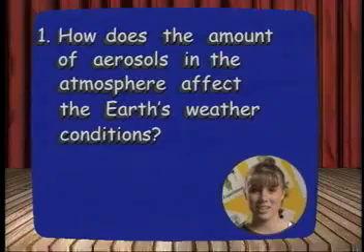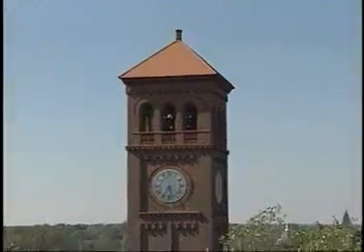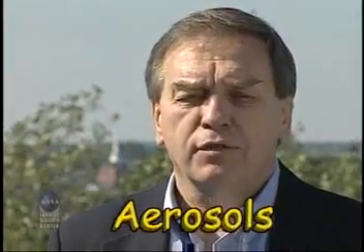How does the amount of aerosols in the atmosphere affect the Earth's weather condition? The atmosphere consists primarily of oxygen and other gases like nitrogen, water vapor, and hydrogen. But did you know that the air we breathe also consists of tiny little particles called aerosols? Aerosols are very important for lots of reasons.